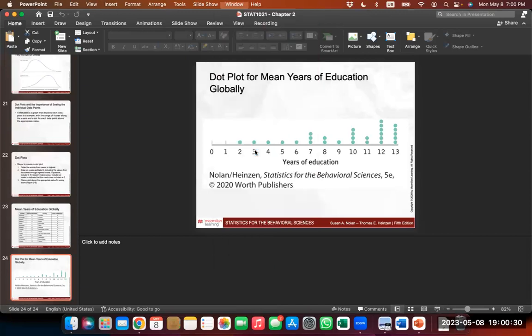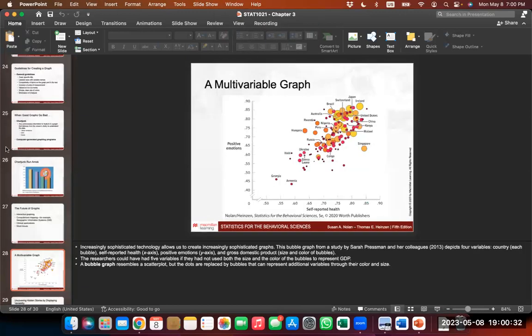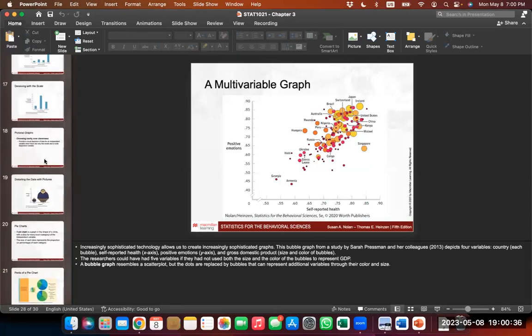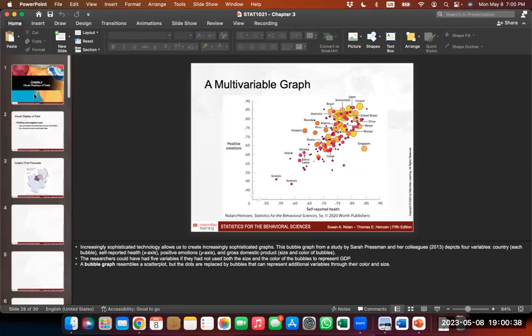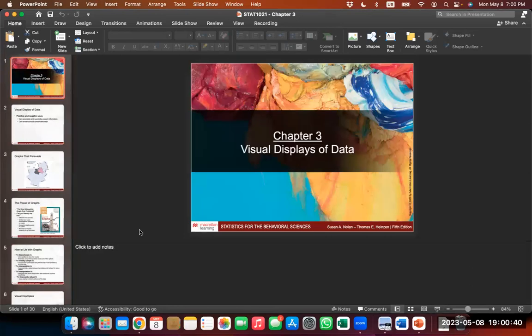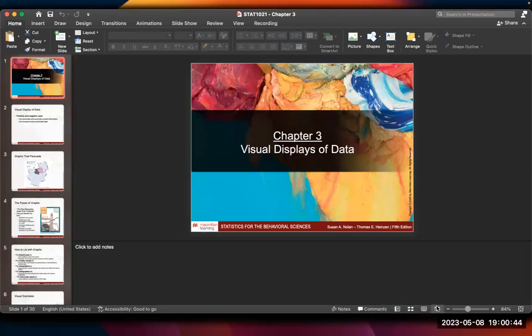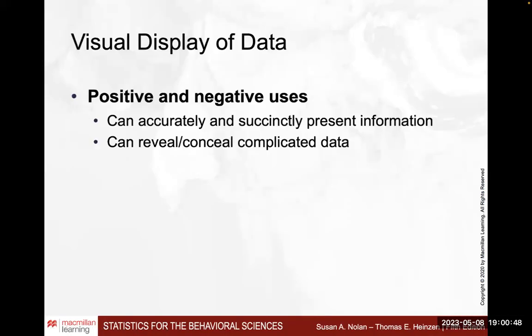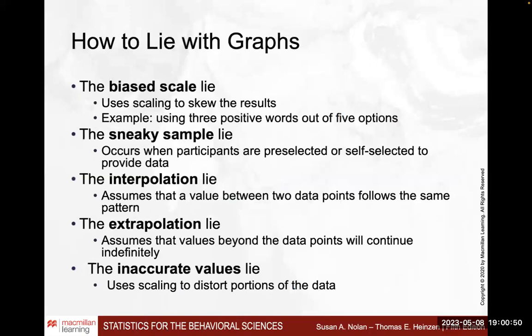So visual display is a kind of flag, because you will quite likely have graphs to look at, to interpret, to extract some information from. So I'm just flagging this. So know the lies that can happen: bias, sneaky sample lie, interpolation, extrapolation. Know how to distinguish those, and the inaccurate values lie.